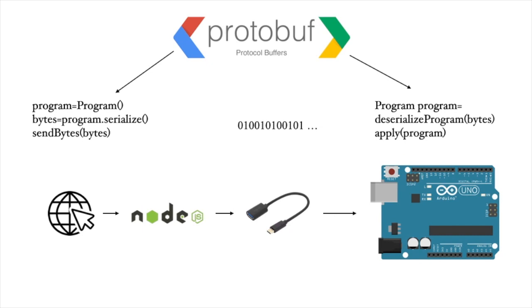So instead of the mobile, we will replace it with two things. The first one is the web browser and the second one is a Node.js server. In the web browser, we will create our program and we'll send an HTTP request to the Node.js server. The Node.js server will use a JavaScript binding of the program and use it to serialize the program into bytes and send those bytes to the Arduino board using the serial. And the same will apply for the Arduino board: we will deserialize the program and we will apply it.